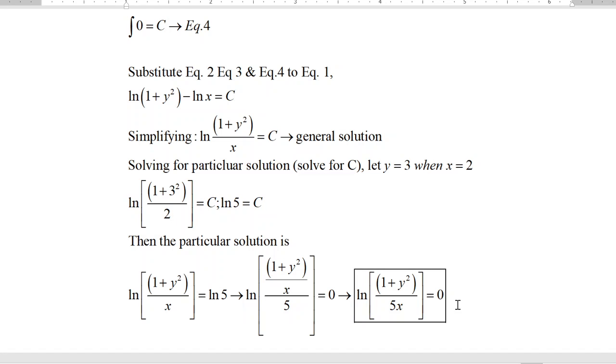So, kung may katanungan kayo, magkakaroon ako ng open forum before the quiz. So, tanong nyo lang doon kung may hindi kayo naintindihan. But that's all about the separation of variable. So, sana naintindihan nyo.